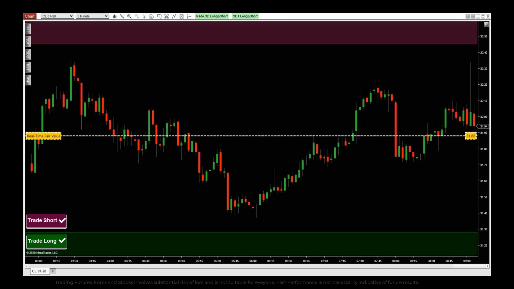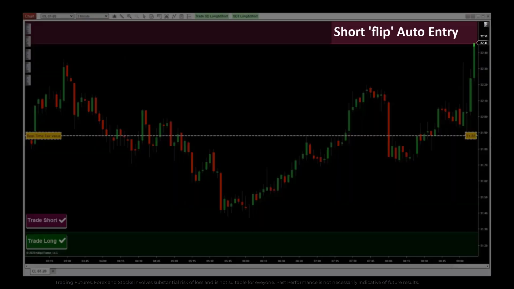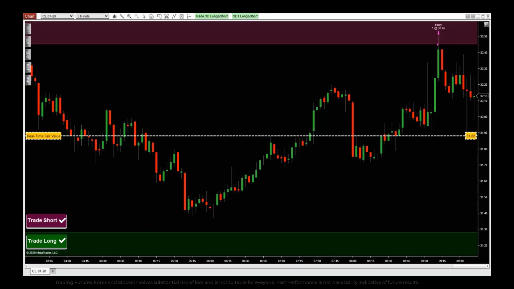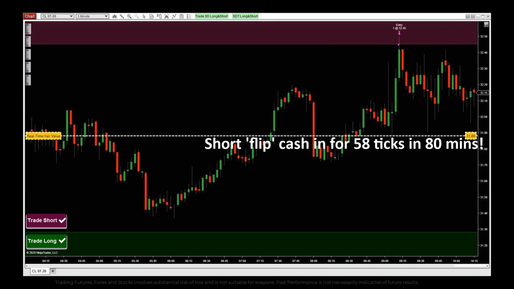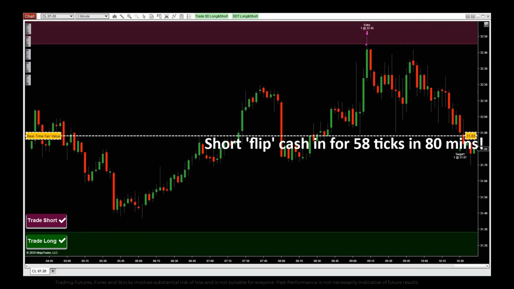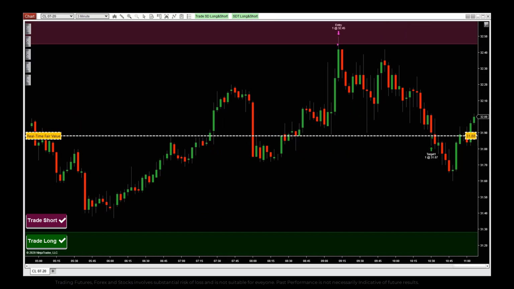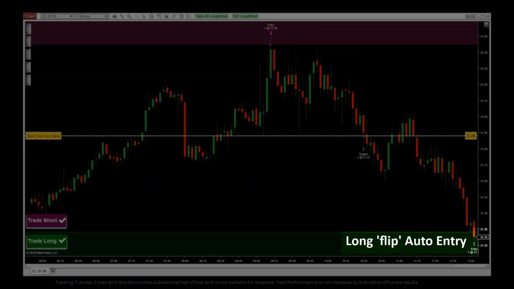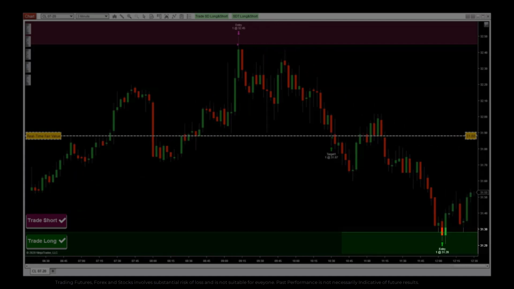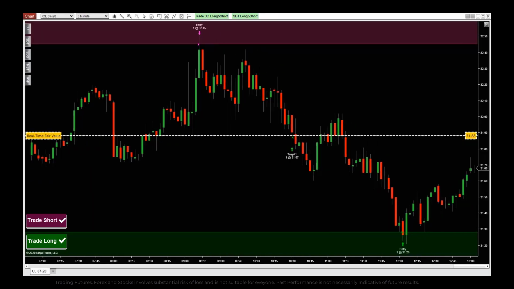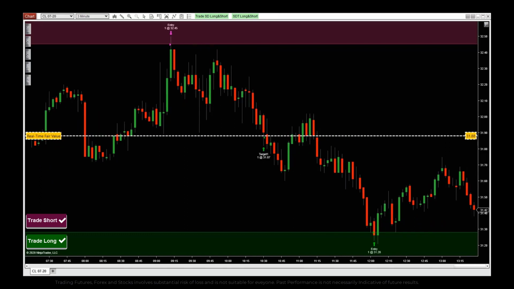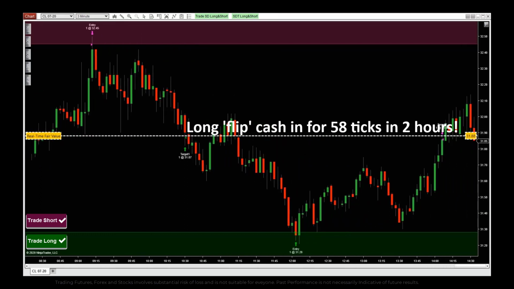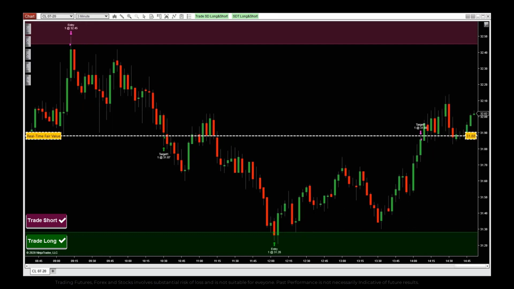Next up, crude oil. First, we sold an overvalued expensive contract up here short and flipped it for 58 ticks, for $580 per contract in profits, in about 80 minutes. Then we bought cheap and made a long flip for another 58 ticks and put $580 more in profits per contract in our pockets. About 2 hours later, right back to the same tick, which perfectly demonstrates the power of the market always going back to fair value.